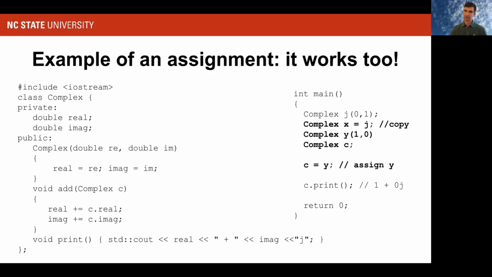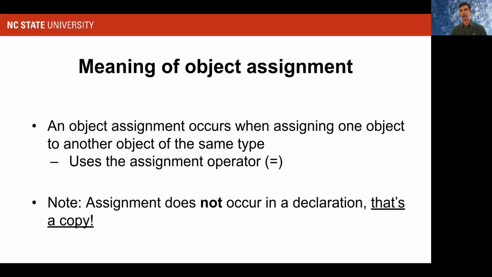And that's an assignment. And it is much like a copy, the only difference being that object C already exists, whereas in the previous case, X was just then being declared and didn't exist yet. Okay, this is an assignment. And really, whenever we talk about assigning objects to each other, this is always done with the assignment operator. So there's always going to be some code that looks like C equals Y, right? The object we're assigning to equals the expression or object we're getting it from. And I can't say it enough: assignment does not occur in a declaration. That's a copy.